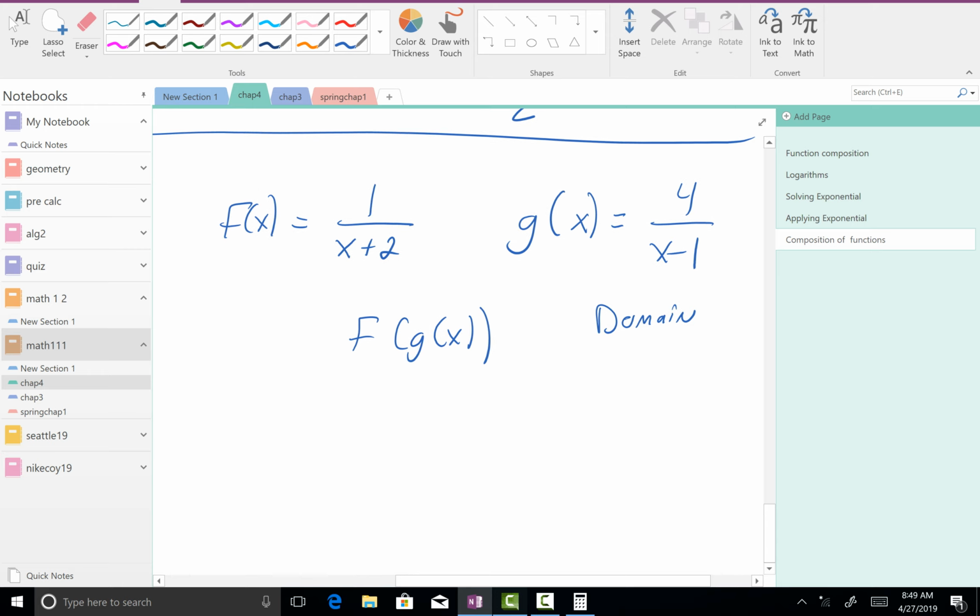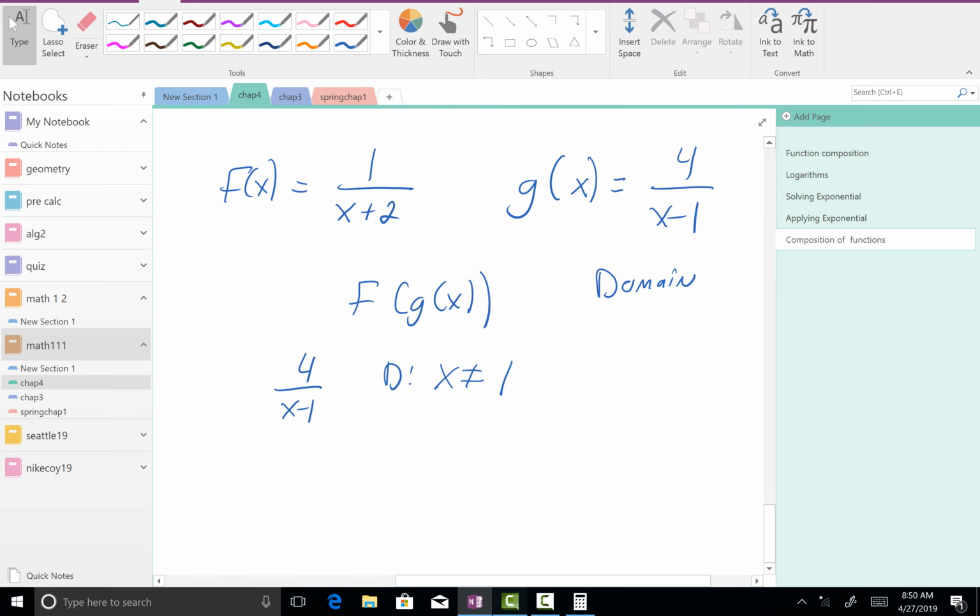So we'll look at g first, because that's on the inside, and we ask ourselves, is there anything that this function can't be? Where's our problem going to come up? 1. Because what happens if we have 1? Right, we're going to get 0 on the bottom, so we're going to have a problem. So we're just going to say right up the top, x can't be 1. Everything else is okay. x can't be 1.